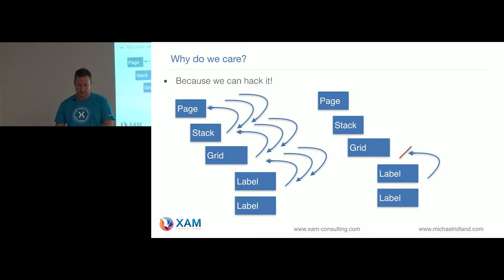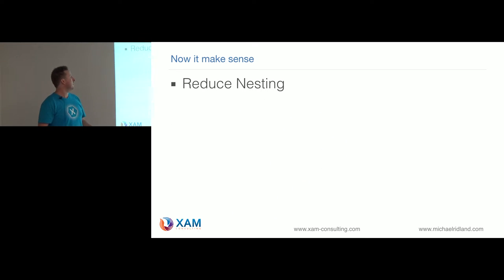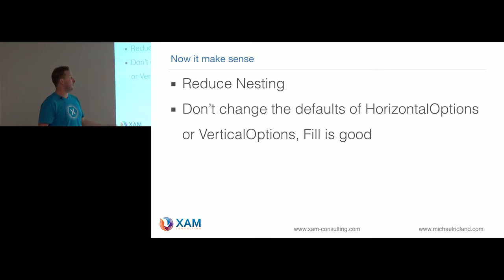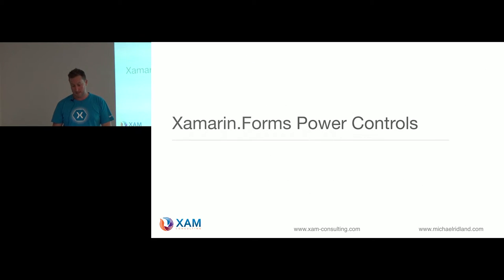So I guess now it makes sense why Jason is telling us all these things. Reduce nesting. Don't change the defaults of horizontal options or vertical options, because fill is good. Use grid but avoid auto. And don't use a stack layout as a list view. A lot of those things, once you know this, will actually start to make sense.